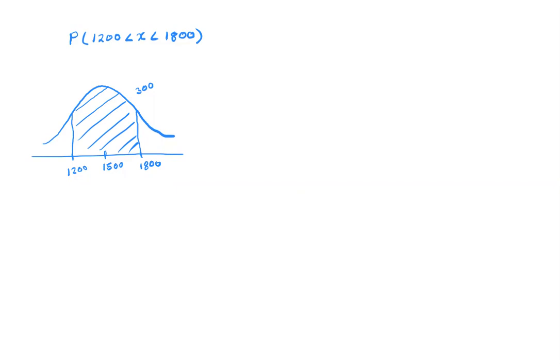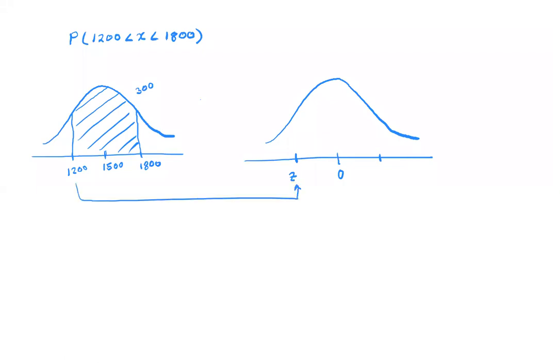Now we are gonna do here, okay? So 1200 translates to something else, okay? So there is gonna be a Z value here. That's gonna go for 1200. And then there is gonna be another Z value here. That's gonna go to 1800. So let's find the Z value associated with 1200. We just did it, okay? But I will still do it.